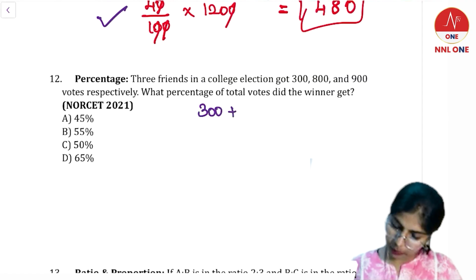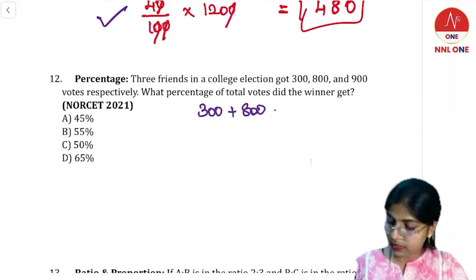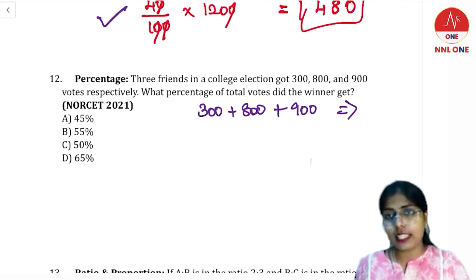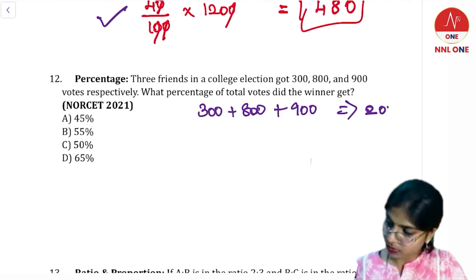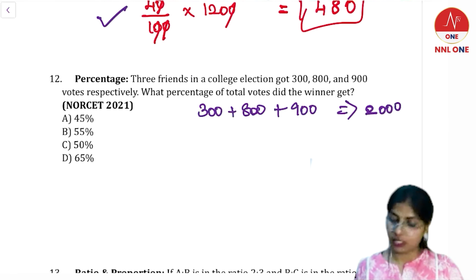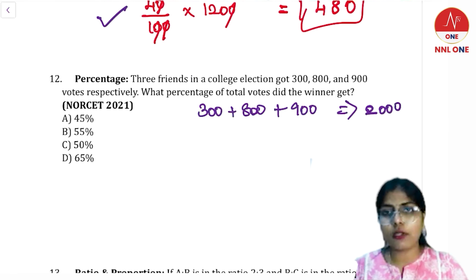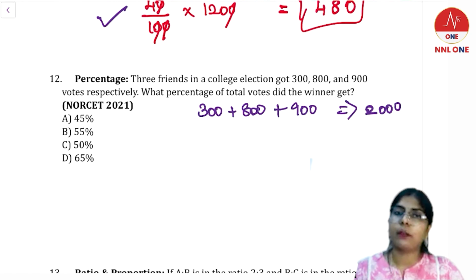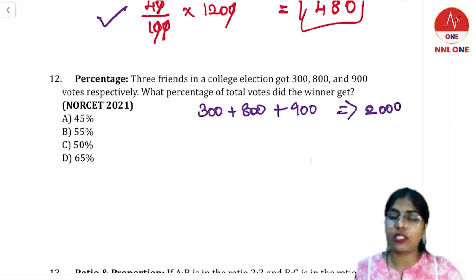300 plus 800 plus 900. What is the answer here? 8 plus 3 is 11. It is 2000. Right? So from the question itself, you can have an idea. They're asking what percentage of total votes did the winner get. So who will be the winner? The person who got the higher number of votes will be the winner. So the person who scored 900 votes will be the winner.